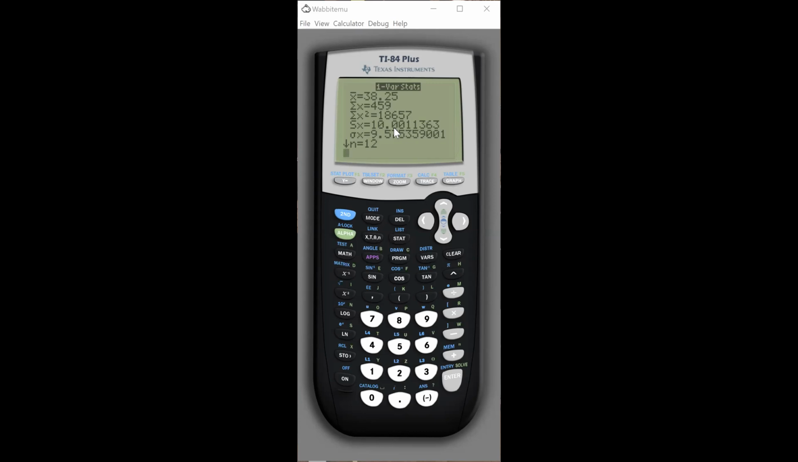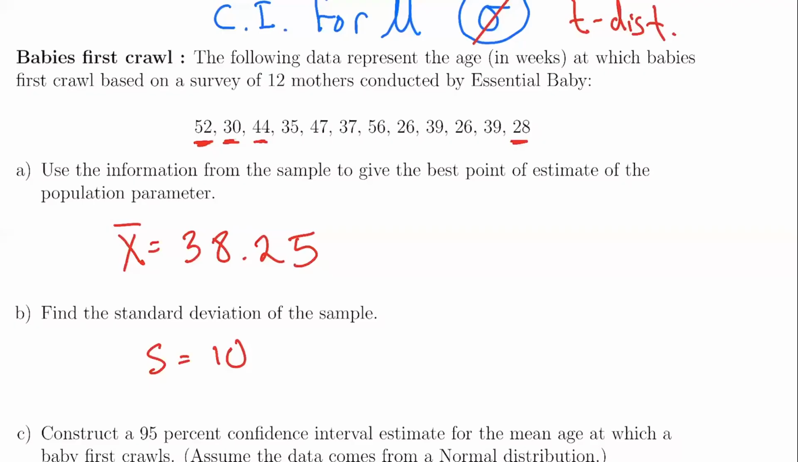All right, so let me go back to my notes. So far for A, I got x bar is equal to 38.25. I got B, s is equal to 10. So let's go ahead and do C.